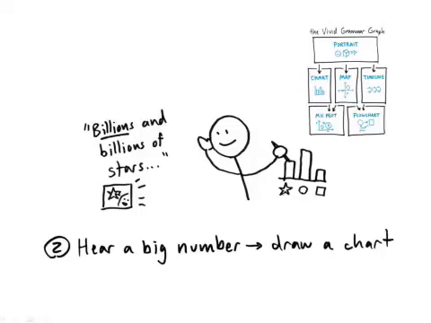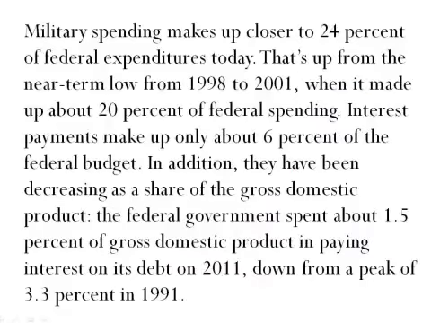But if we don't hear a name, if instead we're listening or reading and we hear a big number and we want to give form to that idea, now we draw a chart. Let me give you an example. This was an article that appeared in the New York Times a couple of days ago. It was talking about spending in the United States government. And I'll just read this to you, because this is the way the article read.